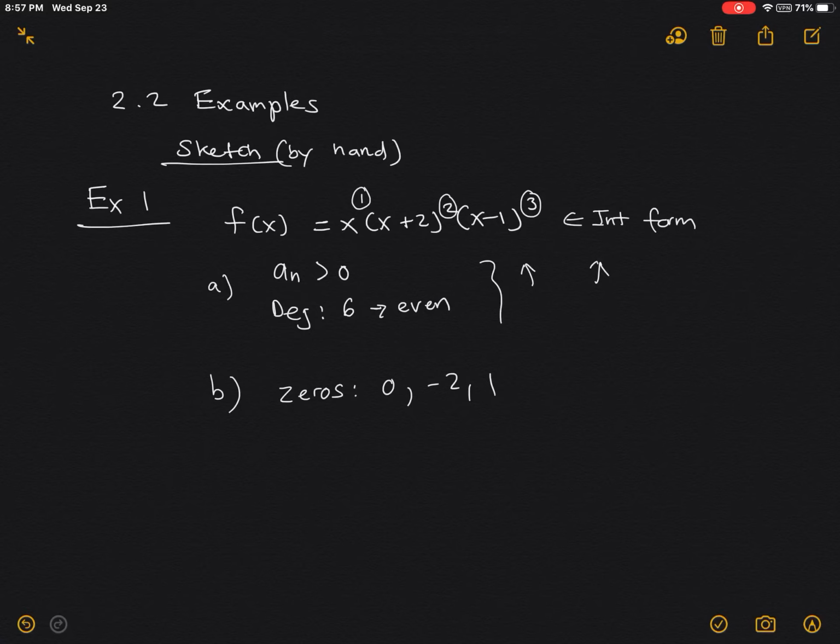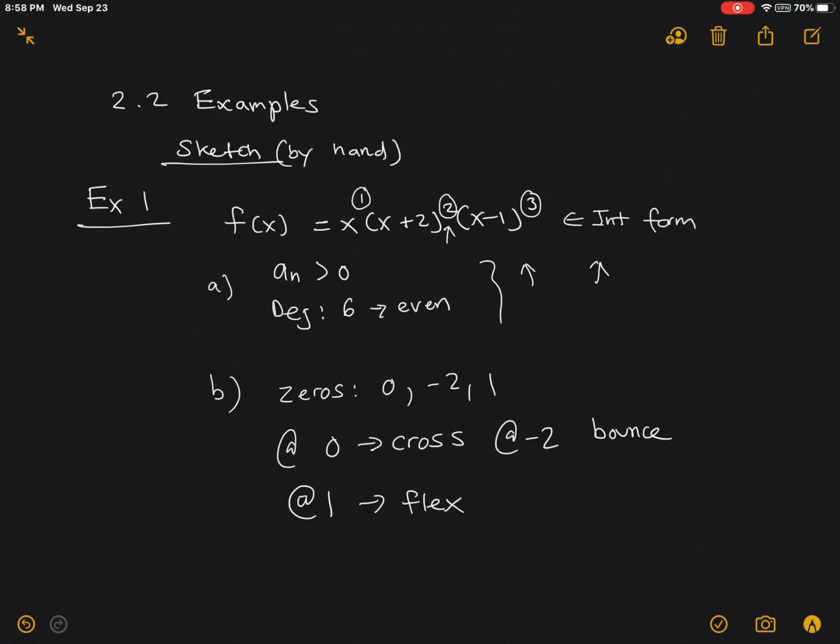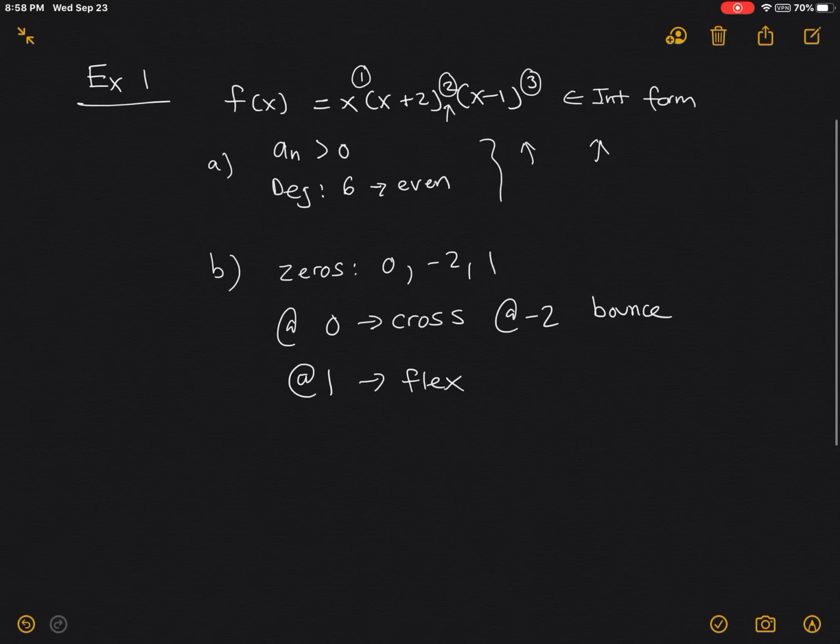Now, on this part right here, we need to determine the multiplicity. So at 0, because the multiplicity is a 1, we know it's going to be a cross. At -2, I look at the multiplicity. It's an even number. It's going to be a bounce. And last but not least, at 1, the multiplicity is a 3, so it's going to be a flex. So it has a little bit of everything.